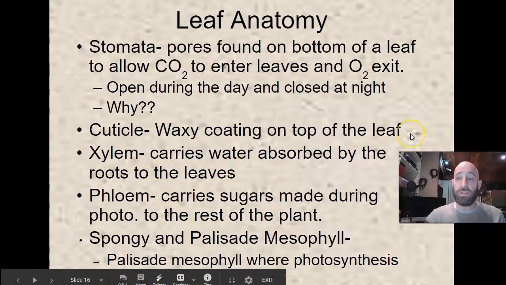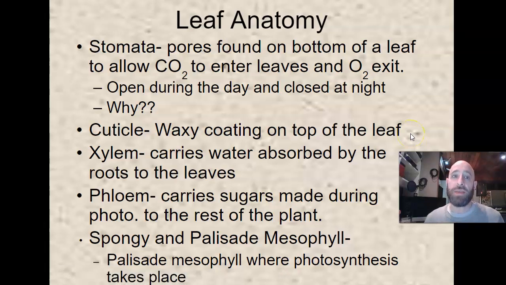Cuticle. If you've ever felt the top of a leaf, it's very waxy, and that is called the cuticle. It's a waxy coating on the top of the leaf, and that serves two jobs. One job is it helps keep water in, right? Because we just talked about the fact that leaves don't want to lose water.